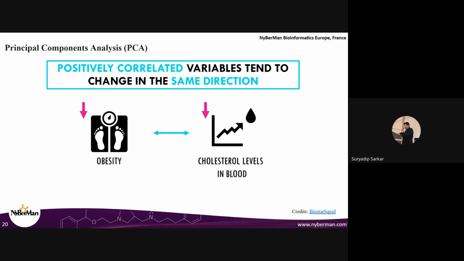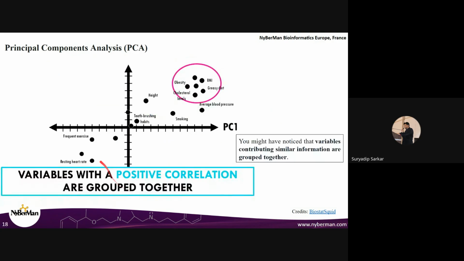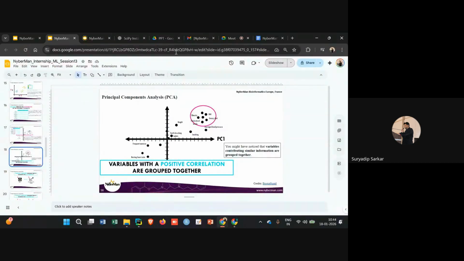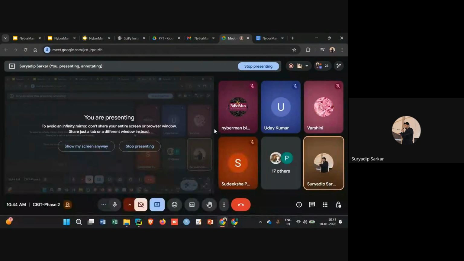So two variables tend to change in the same direction, and that is exactly what we are seeing here. So variables that tend to change in the same direction, or in other words, variables which are contributing similar information, are grouped together. Do people understand this concept? This is a very cool inference that we can draw from PCA, and I'm sure you guys wouldn't have seen this before. So please tell me if you have understood this.